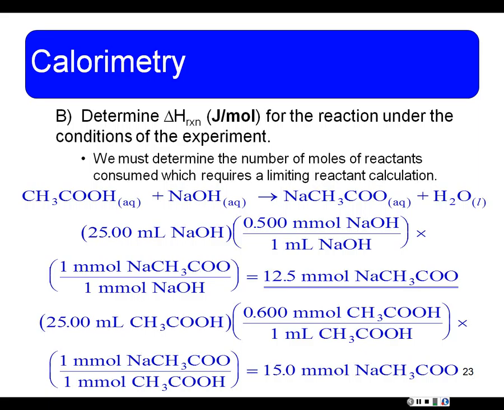But let's say, I'm just going to pretend here, we have a 2 to 1 ratio. This wouldn't happen because the equation doesn't balance, but we're just pretending here. We did this first step, so we got 12.5 and we got 15 here. So we won't do this step here. All right, so which one would be the limiting reactant?